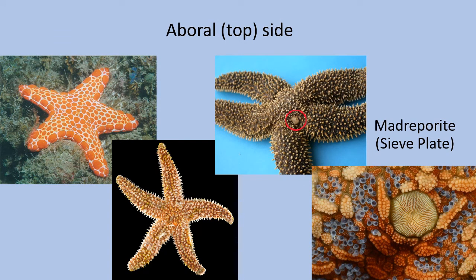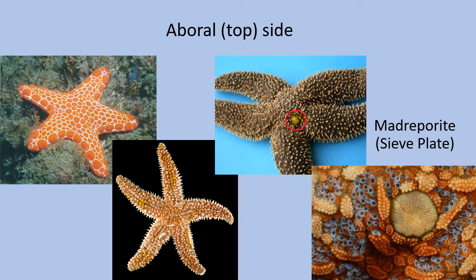If you look at the aboral side of the sea star, you would also have protective spines covering most of the surface, typically. So you'd have these sharp spines that would stick out. And then there's another major structure. On the sea star, between two of the arms, you'll see a little round, light-colored structure called the madreporite, or the sieve plate.